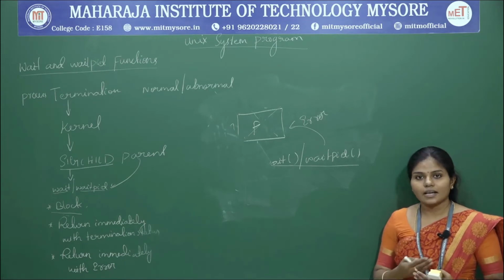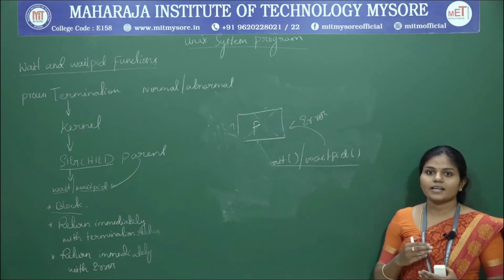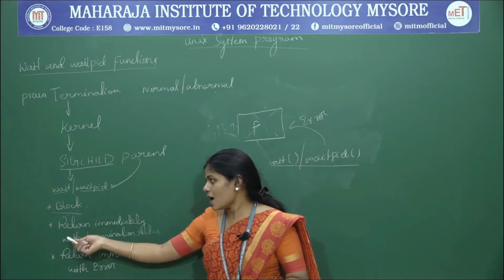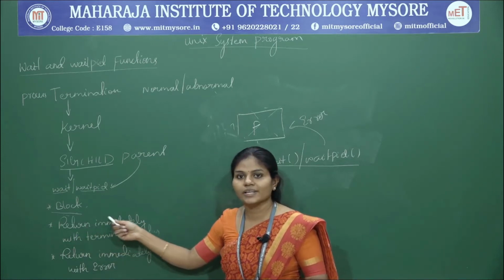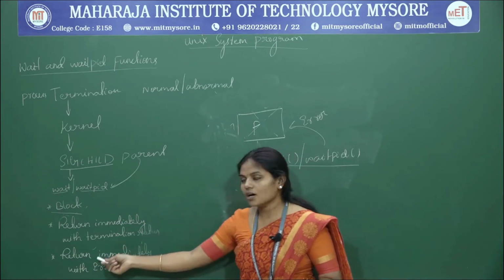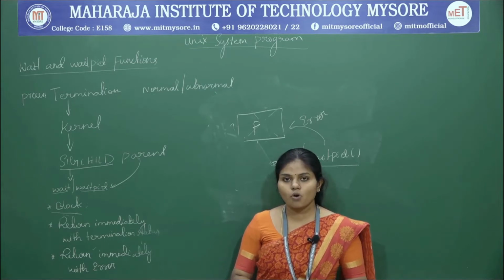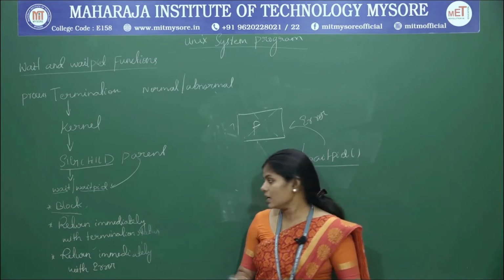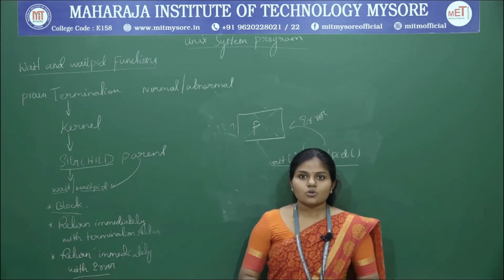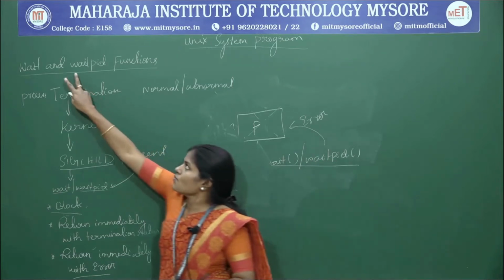So those are the three things that happen when the parent calls the wait and waitpid API. First, it is going to block. The second one is it is going to return immediately with the termination status. The third one is, even though it does not have any child, if it calls wait and waitpid, it is going to return immediately with the error message.